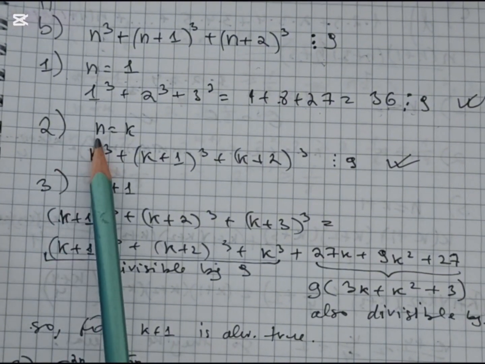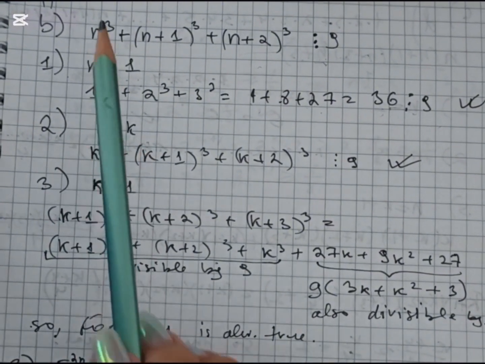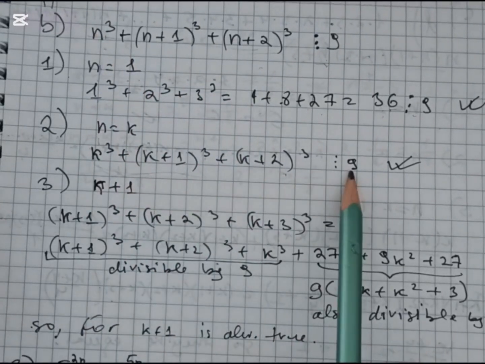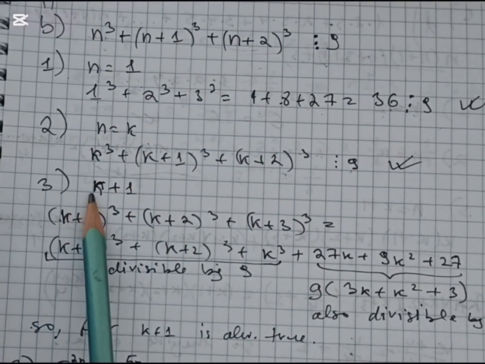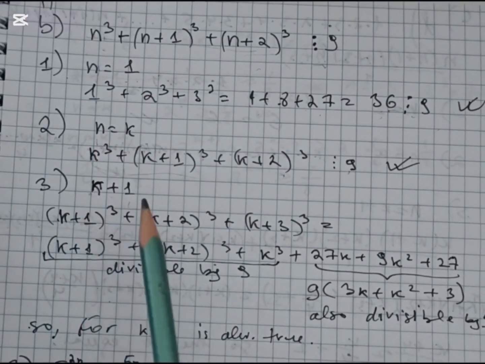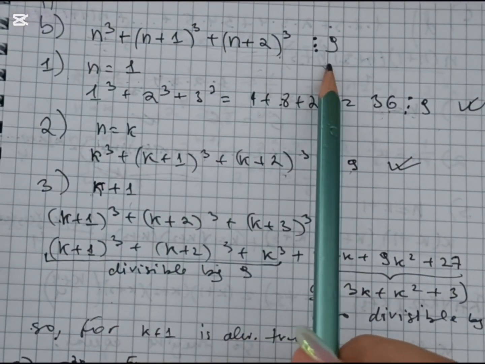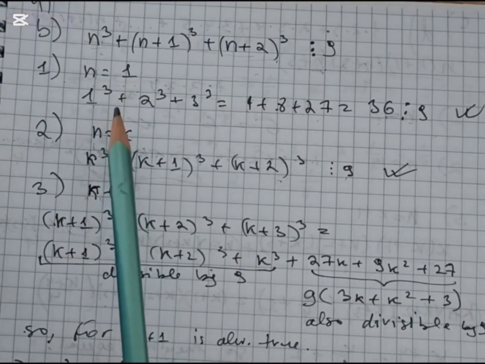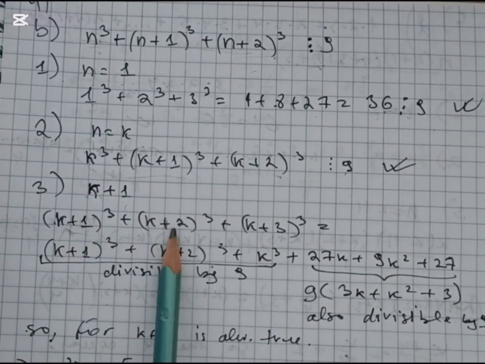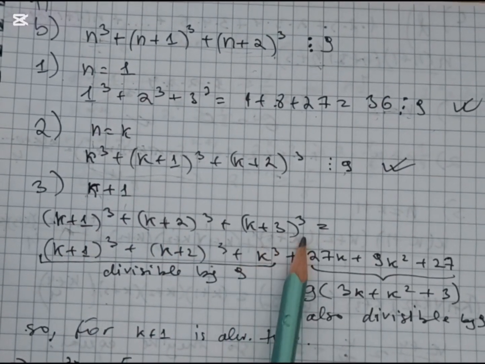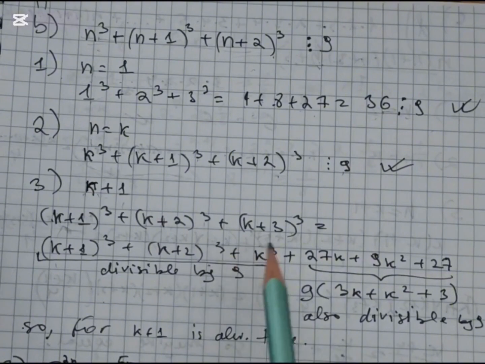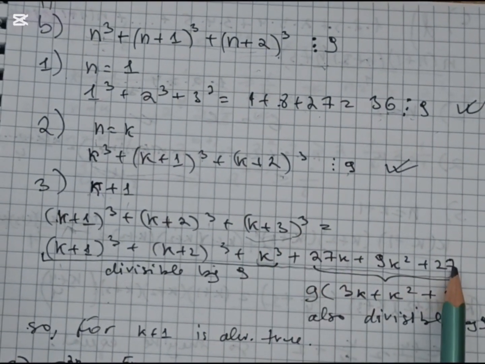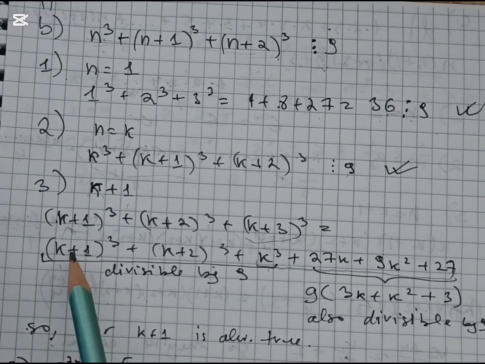Next, we take n as k, and if we put k here, we can already see that this is also divisible by 9. And in the next one, we take n as k plus 1. So we have to prove that this is true for the next numbers. So if we put k plus 1 here, we have (k plus 1) cube, (k plus 2) cube, and (k plus 3) cube. And here we open the brackets, and we have this.